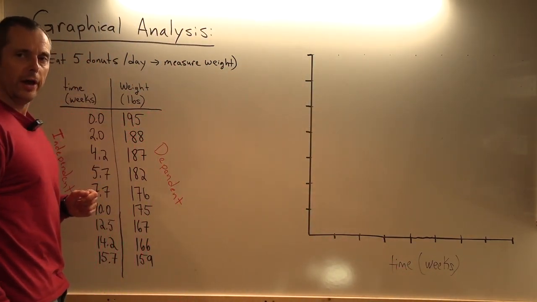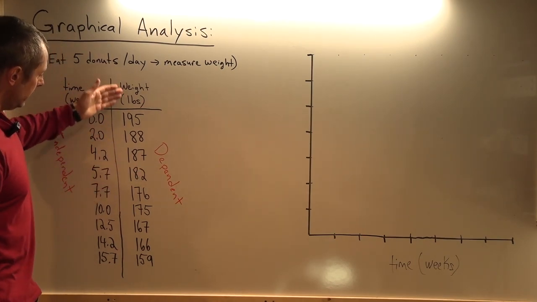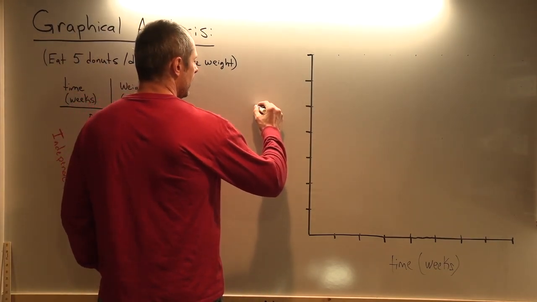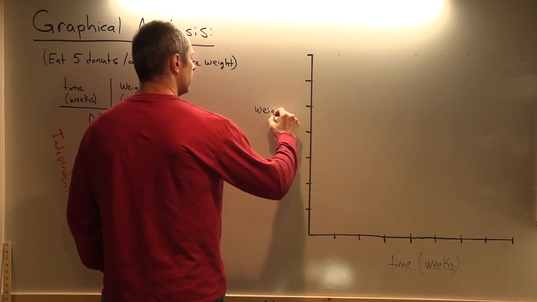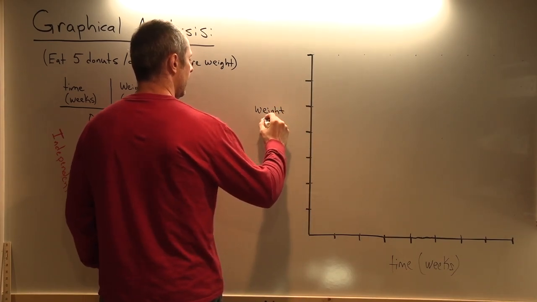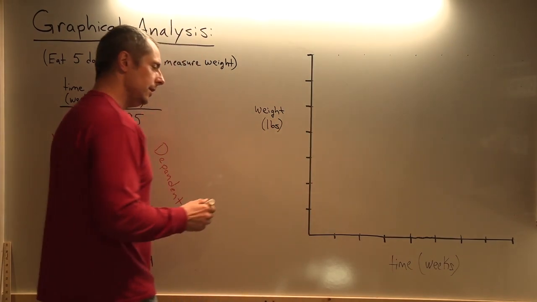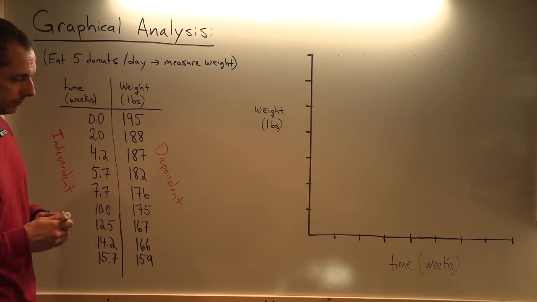And what goes on the side axis, or the y-axis, a lot of people like to say, is this variable, the dependent. So what I'm going to do is label it the same way. I'm going to put weight over here, and the unit also. So that same labeling has to be maintained.